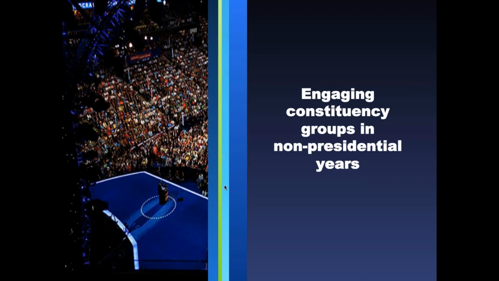Last cycle, I served as the South Carolina Political Director during the primary for Hillary Clinton, and also as the Regional Political Director for the general election, also for Hillary Clinton. So today I'm going to talk about engaging constituency groups in non-presidential years.